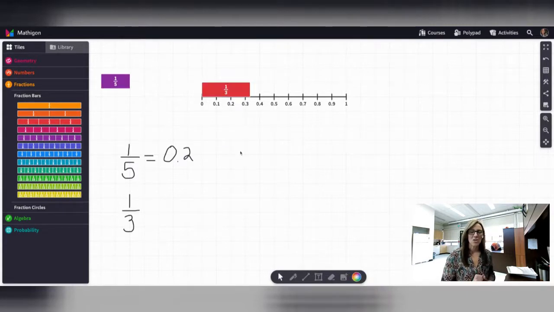All right. So this is where students are like, okay, well, they can look at it and think, well, it's not quite halfway.